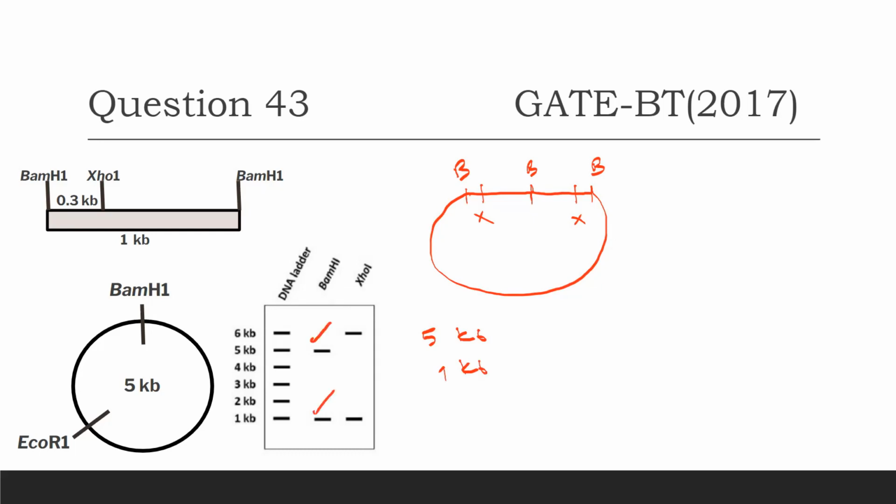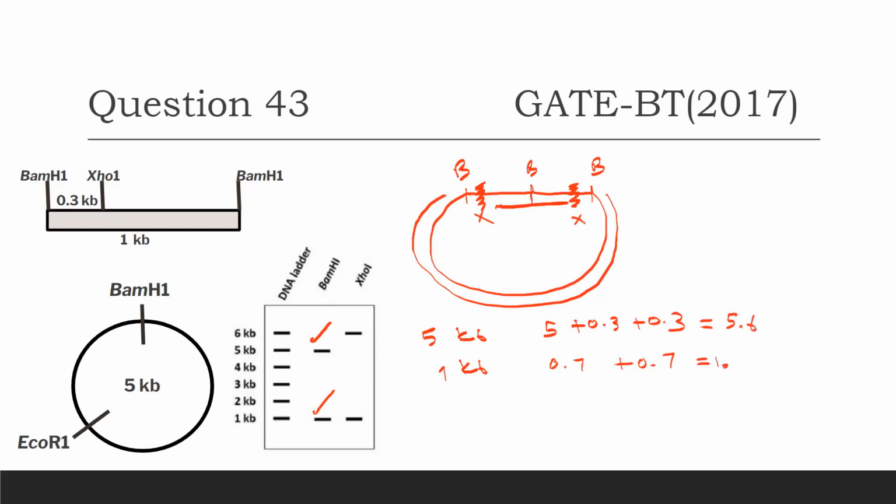The second is when you cut it with EcoRI, here and here, you will get a 5 kb fragment plus 0.3 on both sides. So 5 plus 0.3 plus 0.3, and you will get a 0.7 plus 0.7 fragment. So you should get a 5.6 and 1.4 kb fragment, which is not what you observe here. So option D is not correct.